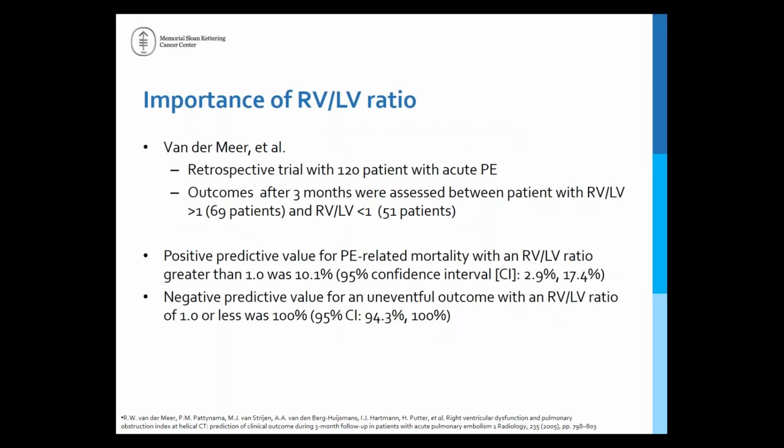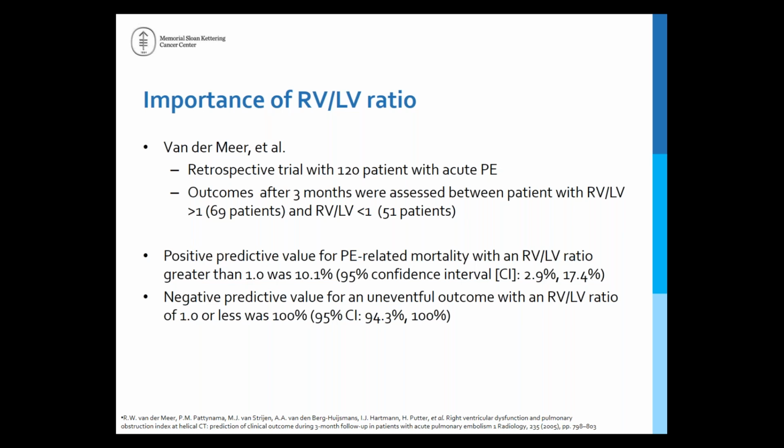So what is the importance of the RV-LV ratio? I keep mentioning it. The ULTIMA and the SEATTLE II trials heavily relied on the RV-LV ratio before and after the procedure. To answer this question, there is a retrospective study with 120 patients with acute PE, and they looked at the outcomes after 3 months between patients with an RV-LV ratio greater than 1 and an RV-LV ratio less than 1.